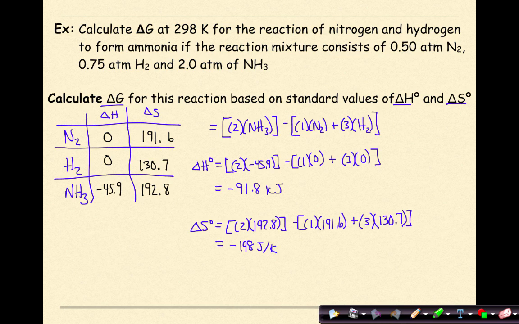The thing I have to remember here is that ultimately I need this in kilojoules. So I'm going to take a moment and say negative 198.1. Oh, forgot the 0.1 there. Oh well, you see it now. Negative 198.1 joules per Kelvin times, we know that 1 kilojoule is equal to 1,000 joules. When we work this out, it's going to be negative 0.1981 kilojoules per Kelvin. We're going to need that value again when we bring this all back to calculating delta G under non-standard conditions.